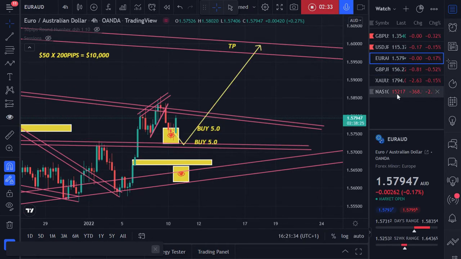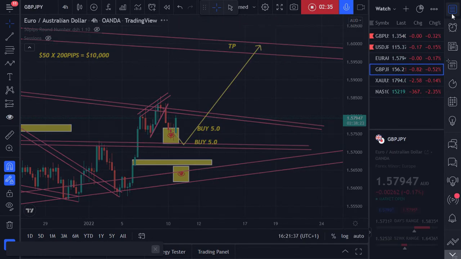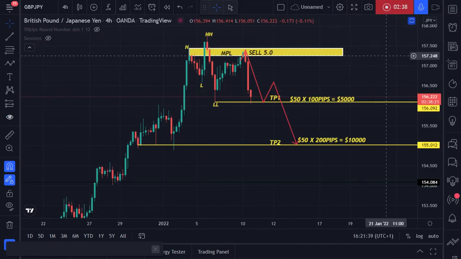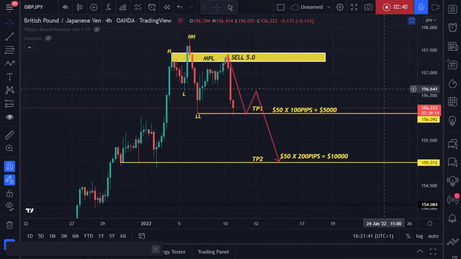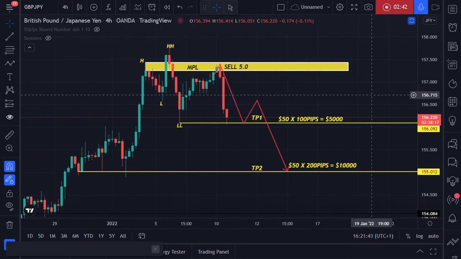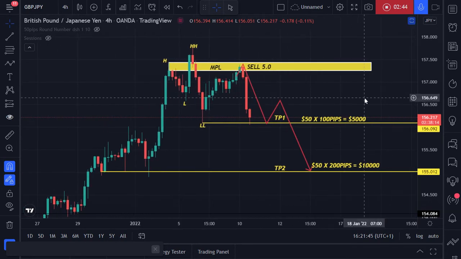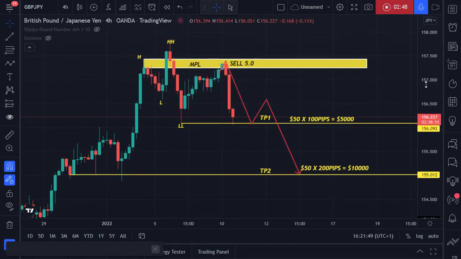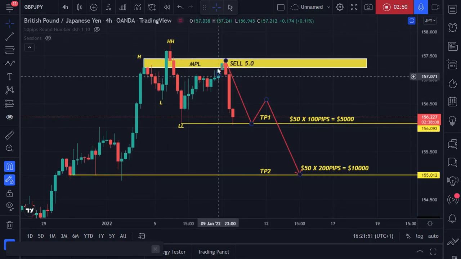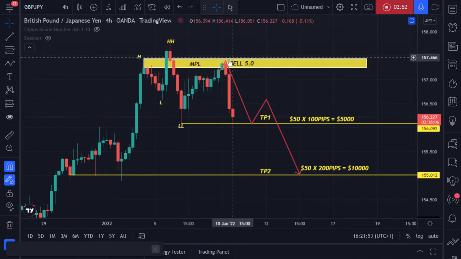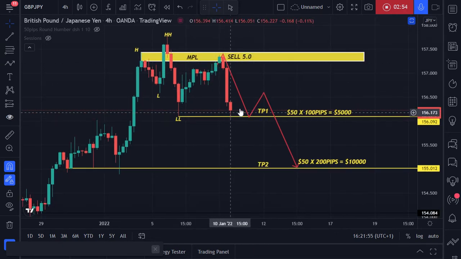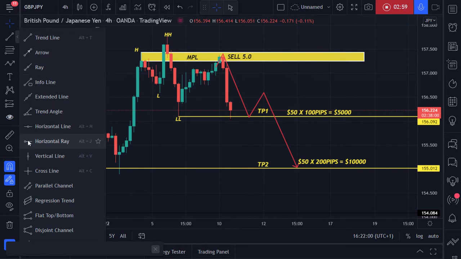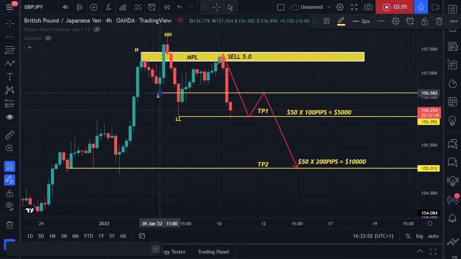What else? GBP JPY. This is a very wonderful trade. I called out this trade earlier this week. Also, if you check my previous videos that I posted earlier this week, or rather earlier today, we had this wonderful setup on JPY. We were waiting for price to get into the MPL and we sell from here. Currently price has gotten to our first take profit. So what I'm looking out for on GBP JPY is for price to retrace down back to this low.